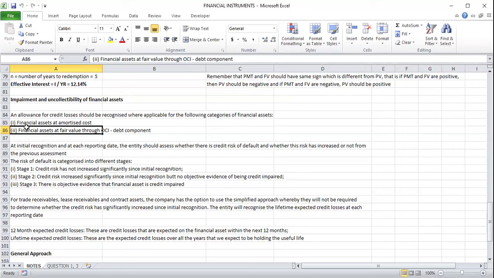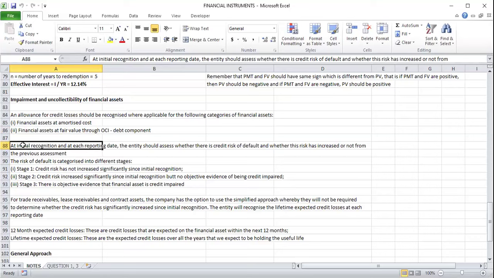Right. At initial recognition, that is the day that you buy the asset, and at every year end that you are still holding the financial assets, you have to assess the credit risk associated with your financial instrument. You have to assess if you'll be able to receive your money from the financial instrument. This risk is categorized in different stages.